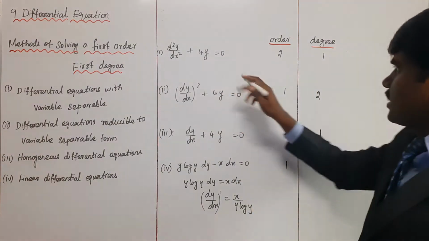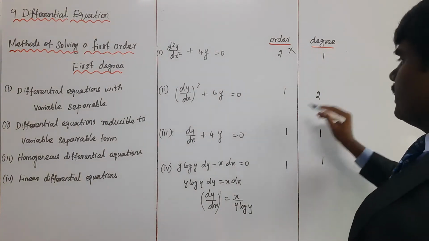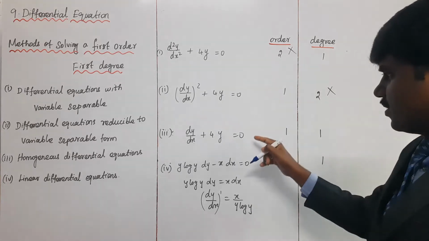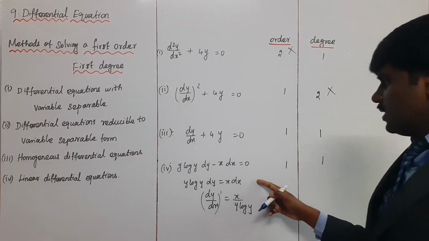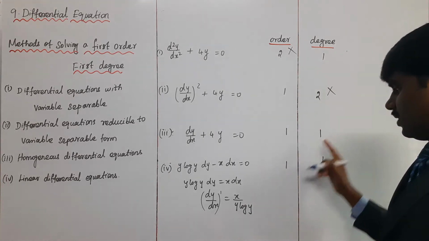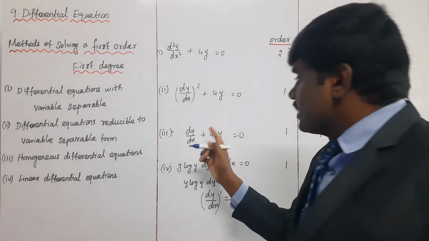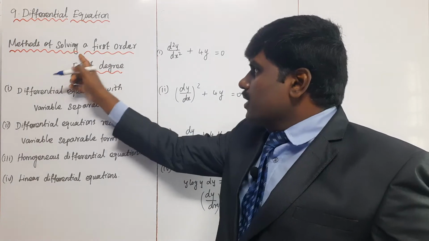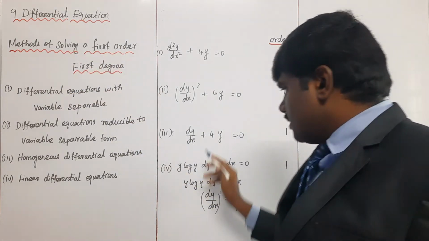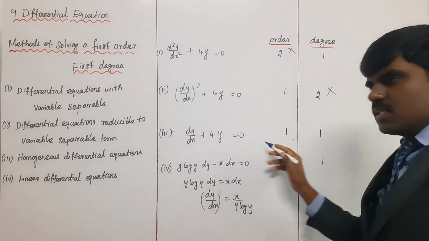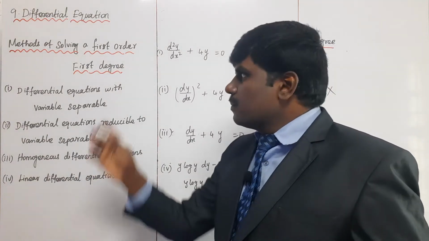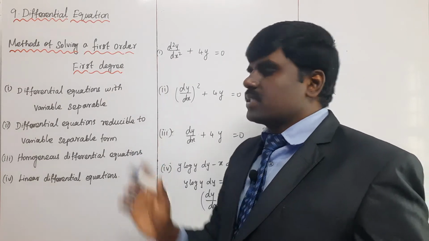See, in the first equation the order is 2. In the second equation the degree is 2, so we just have to eliminate them. So my question is the third and fourth problems, which are order 1, degree 1. Therefore, how do we solve this type of problem? So this is the method of solving first order, first degree equations. How to solve these two types of problem is the meaning of the method of solving first order, first degree equation.